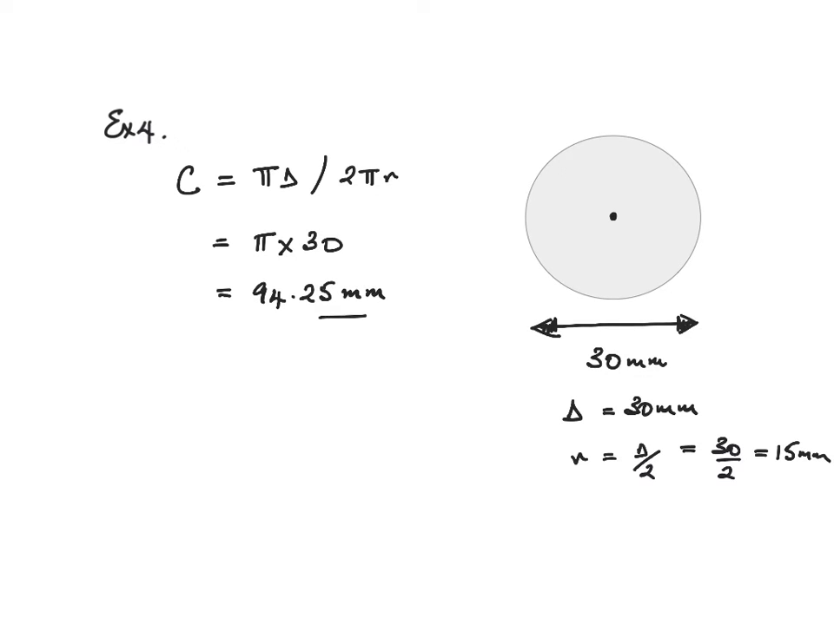millimetres. And the area of the circle is given by the formula pi r squared. So it's pi times, well, we know that the radius is 15. And 225 times pi then gives us 706.86 millimetres squared.